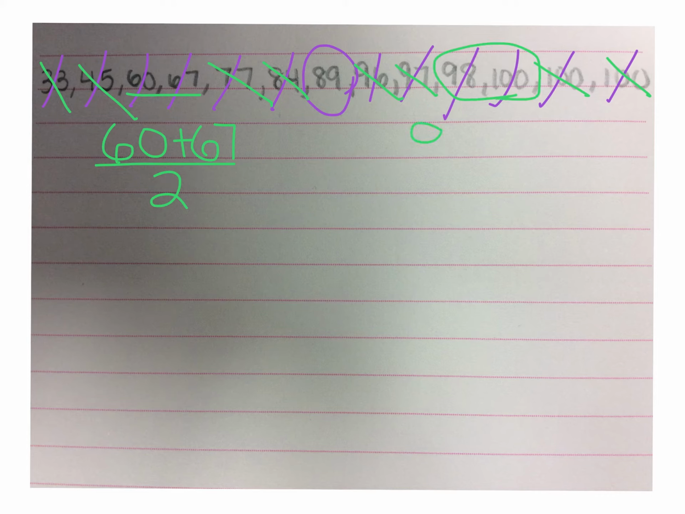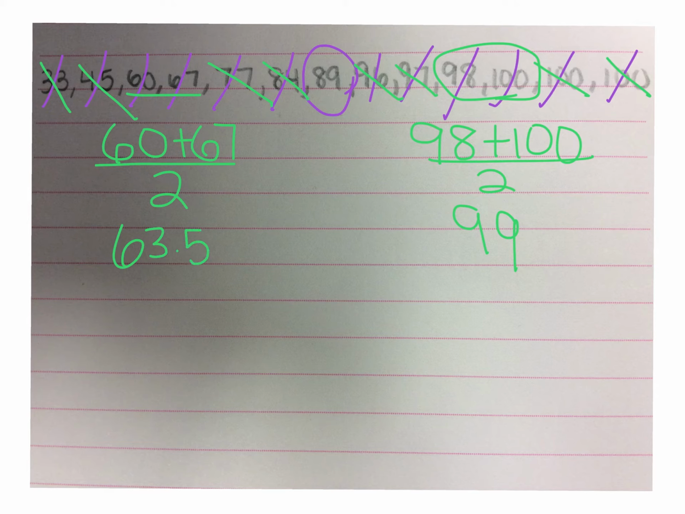So in this case, that one's a little easier. 98 plus 100 divided by 2. Well, what number is right between 98 and 100? 99. Okay, so the lower one is 63.5. So if we go back to the question, it said find the median, find the first and third quartiles.